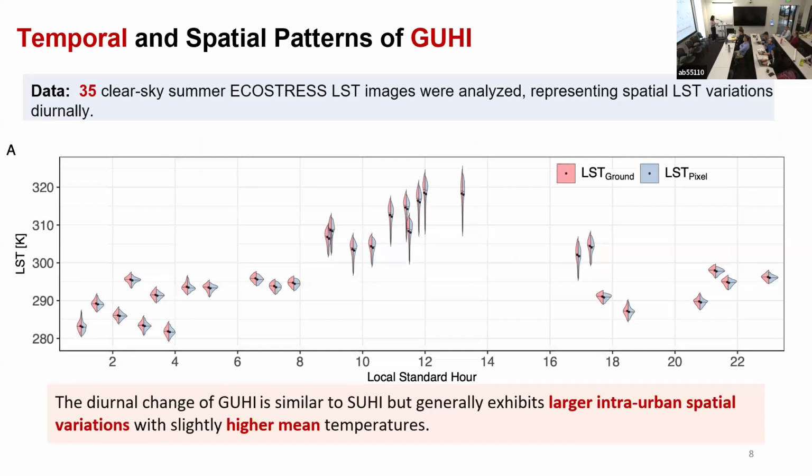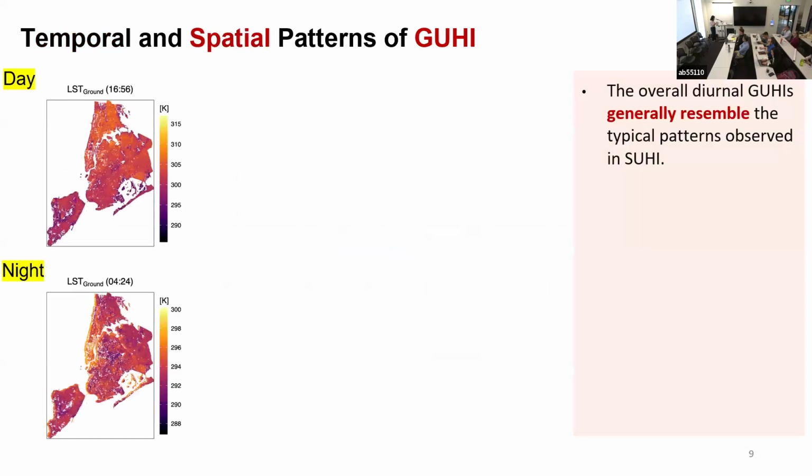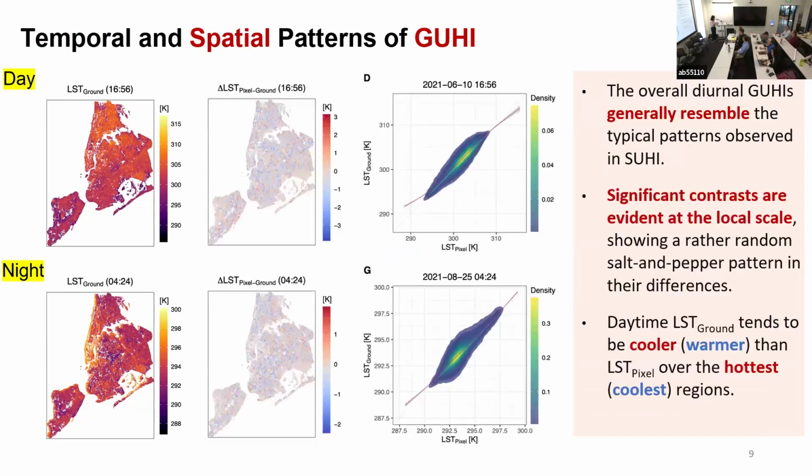In the aggregated distribution, generally you will see a larger spatial variation of the LST on the ground, and also the mean high temperature of the LST on the ground is generally higher than the pixel level. And this just gives you an example of the day and night spatial map of the ground urban heat island. Generally, we can see warmer locations like Manhattan as the urban heat islands.